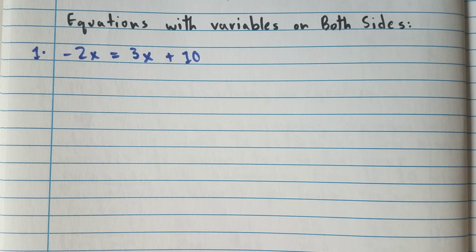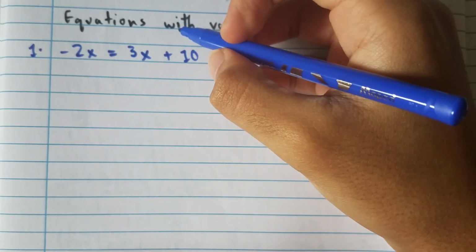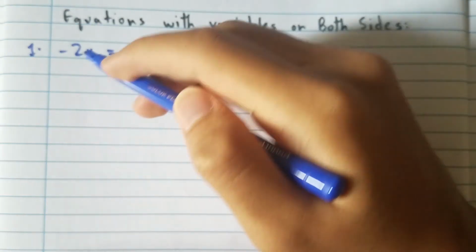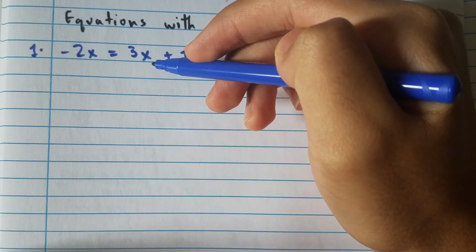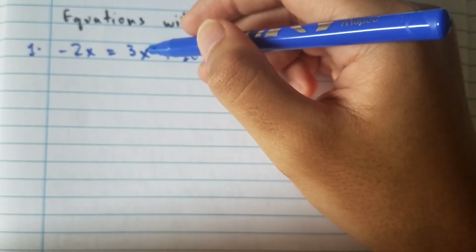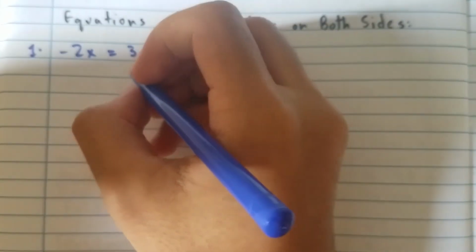So if we look at question 1, we're given that negative 2x equals 3x plus 10. If we look at this equation, we can see that we have variables on both sides of the equation. Here we have negative 2x and here we have 3x. To solve this equation, we know that we have to bring the variable on one side, and we can do that by using the subtraction property of equality.